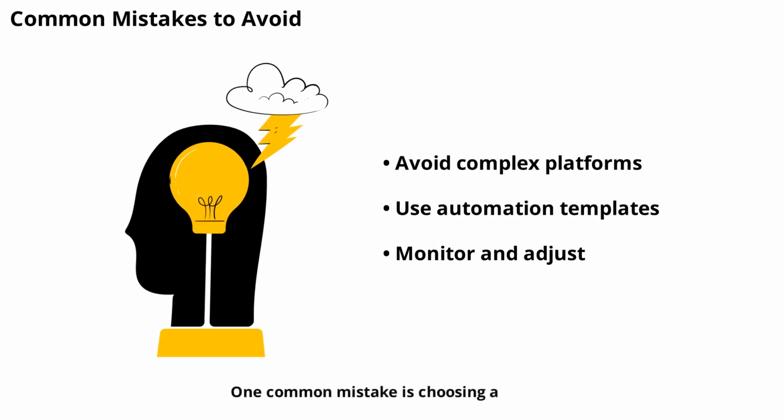One common mistake is choosing a platform that's too complex for your needs. This can lead to frustration and wasted time. Another mistake is not taking advantage of automation templates, which can save you hours of setup. Finally, don't forget to monitor your results and make adjustments as needed. By keeping things simple and focusing on your goals, you'll get the most out of your email marketing efforts.